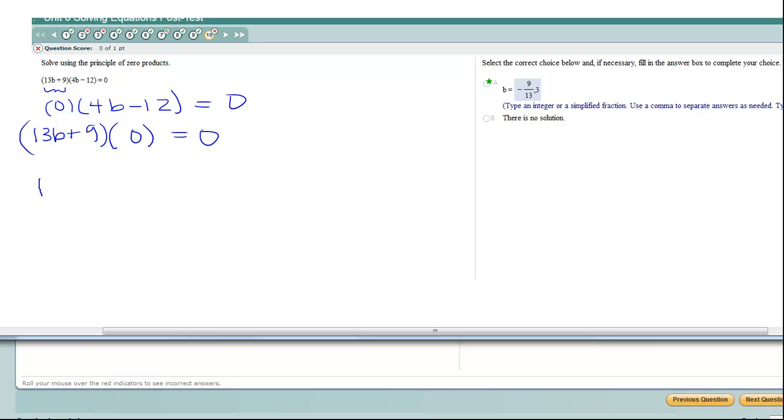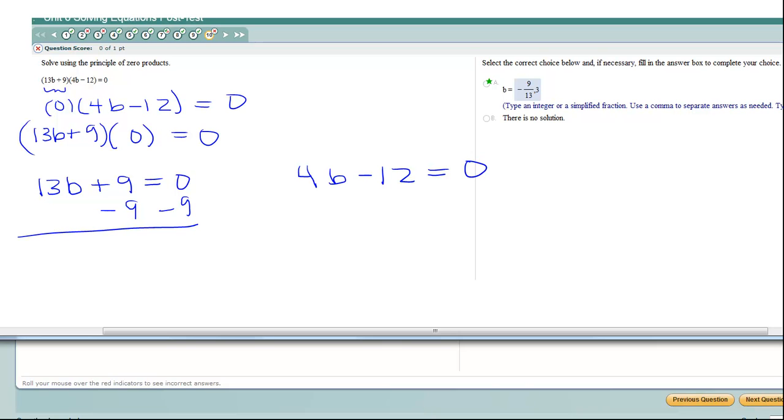So if either one of those expressions, 13b plus 9 equals 0, or 4b minus 12 equals 0, then the entire statement is true. So we just solve each of them individually to be equal to 0. Here I subtract 9 from both sides, and I get 13b equals negative 9. I don't care what 13b is, so I divide both sides by 13. And then I'm left with b equals negative 9/13.